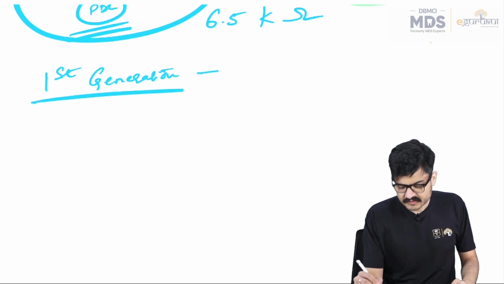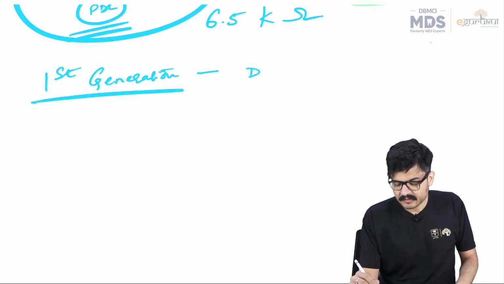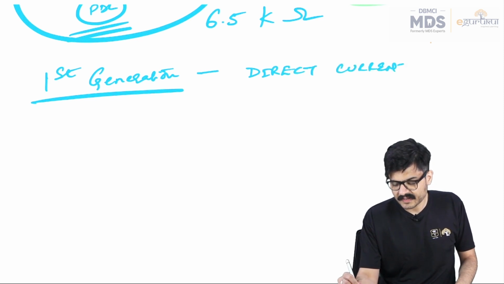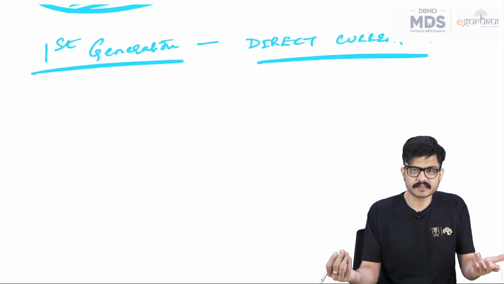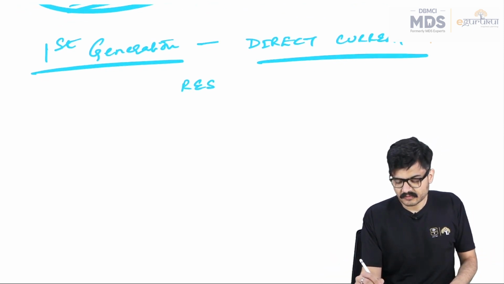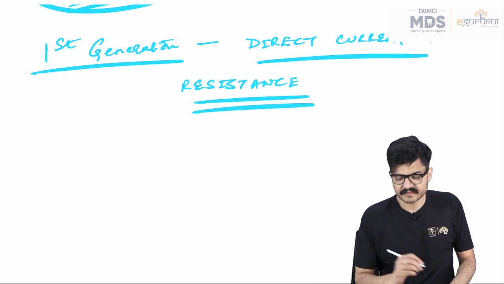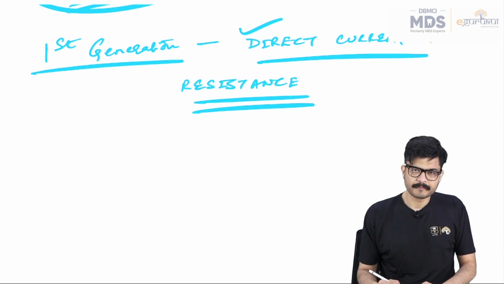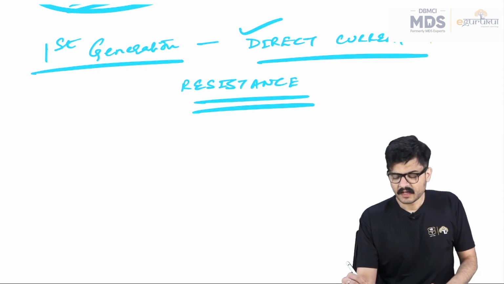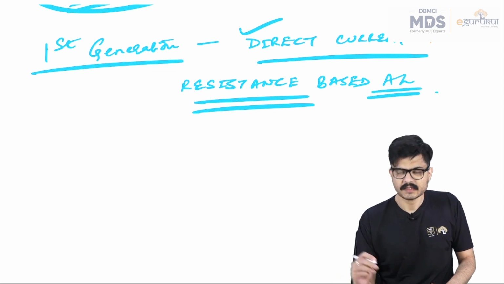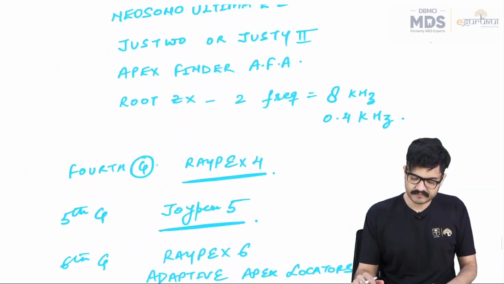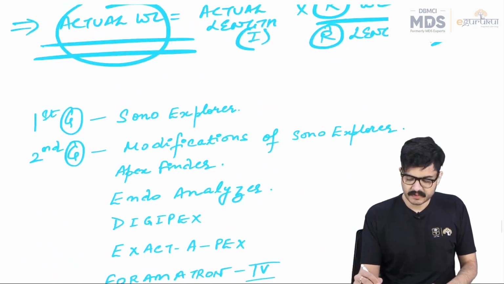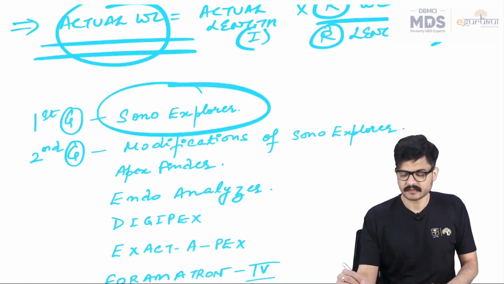of apex locators is based on direct current, and you all know in an electric circuit of direct current, the resistance to direct current is obviously known as resistance only. Resistance to alternating current is known as impedance. So when you're using direct current, these apex locators are also known as resistance based apex locators, and the classic example of the first generation would be the Sono Explorer, right? That is your MCQ.